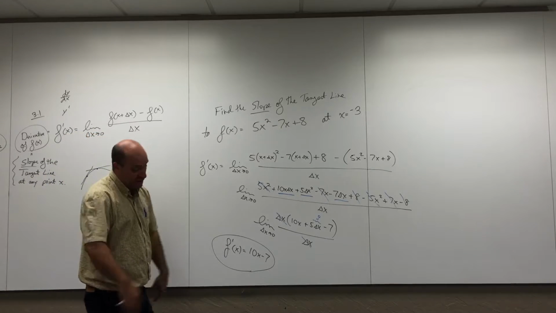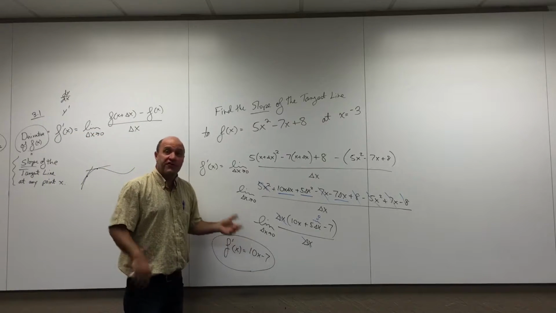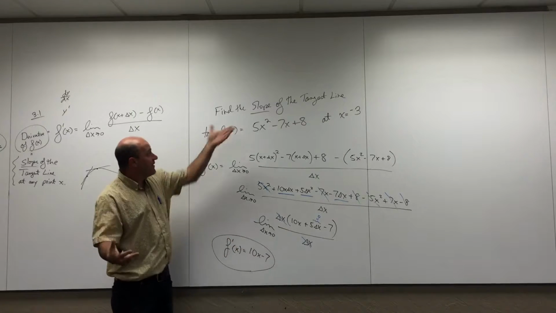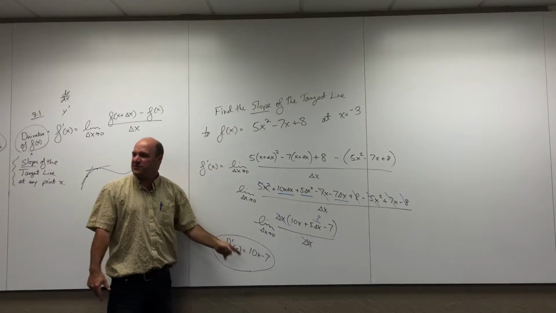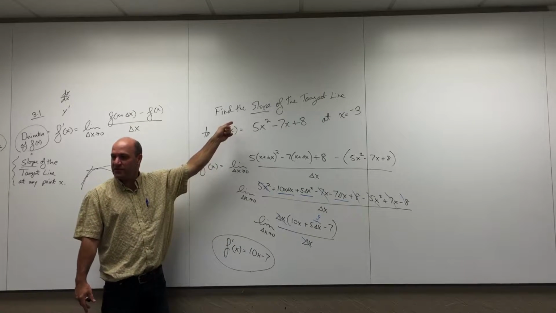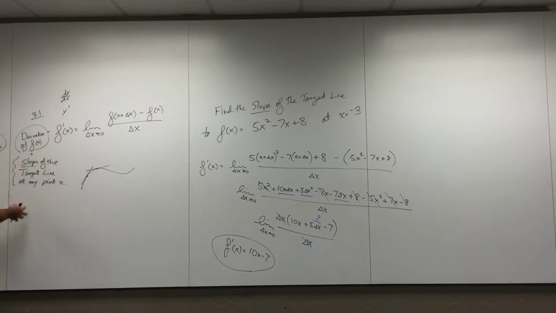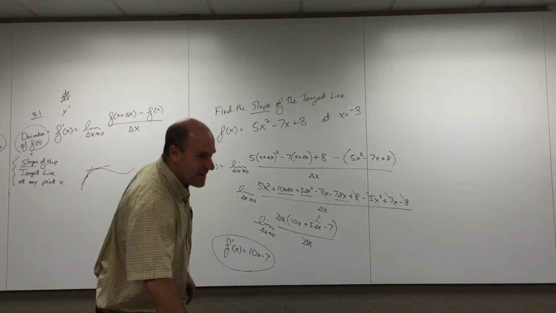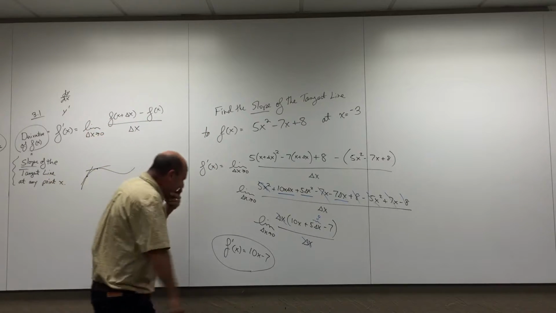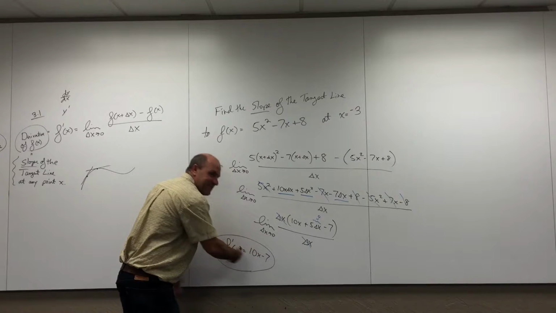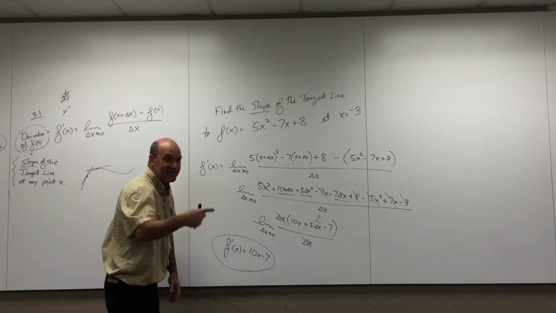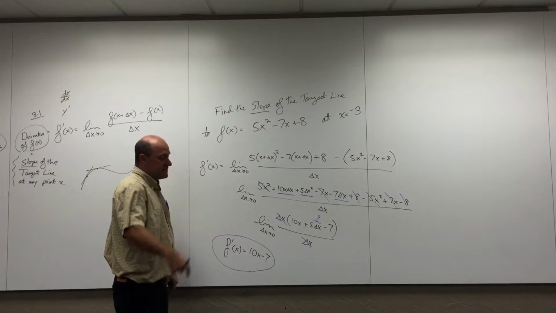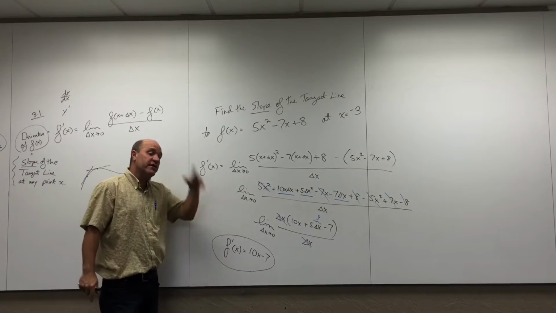And what is it? It's a new function. It's the formula for the slope of the tangent line to that original function. This is the derivative of that function. It's a formula that tells me the slope of the tangent line to that original function. So when you do a derivative, you get this new function, and it's the slope of the tangent line. It's a little formula that gives you the slope of the tangent line to the original function.